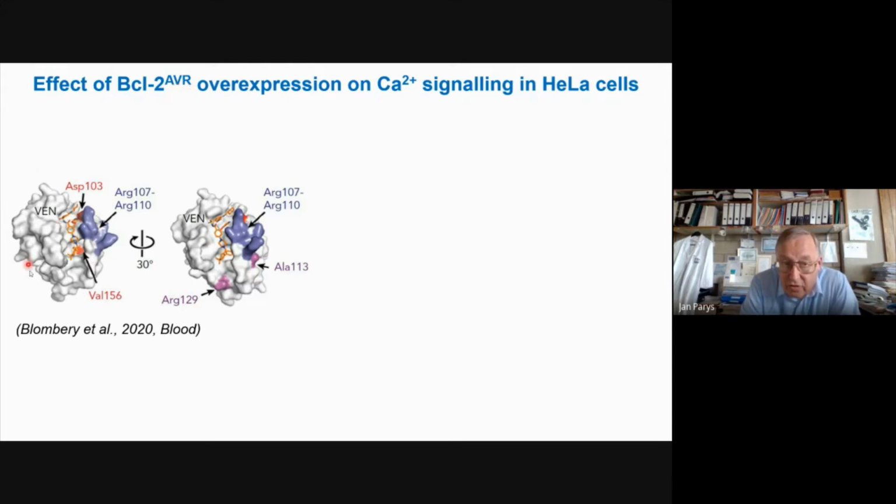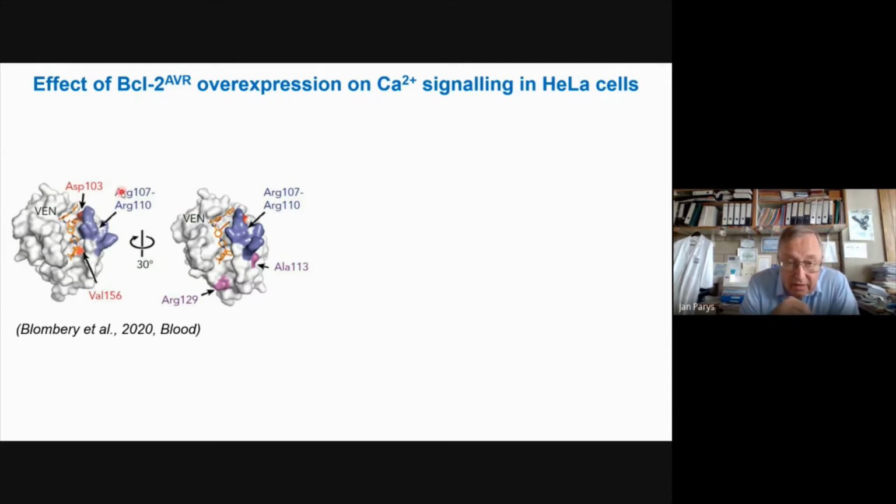And you can see the structure here of BCL2. You can see the hydrophobic groove with here in orange venetoclax present. And the amino acids lining the groove, so BH3 domain, BH1 domain, when mutated, can decrease tremendously the affinity for venetoclax, up to a 200-fold less affinity.